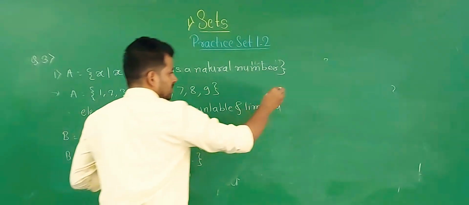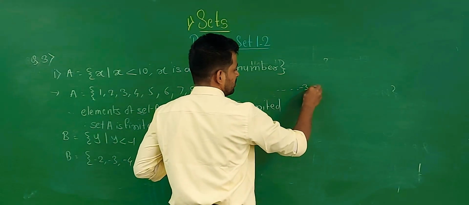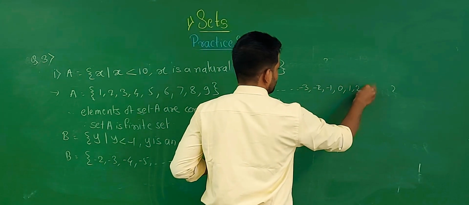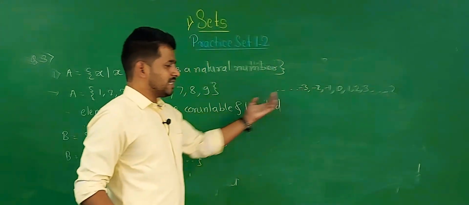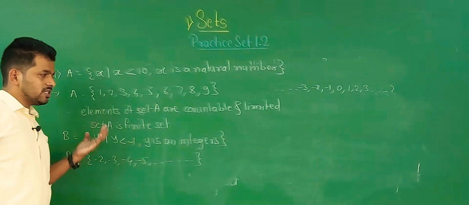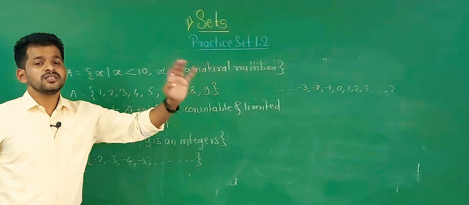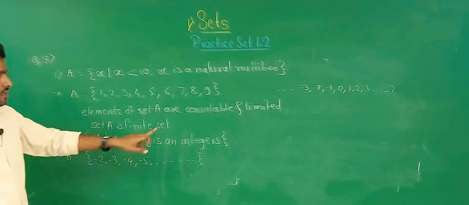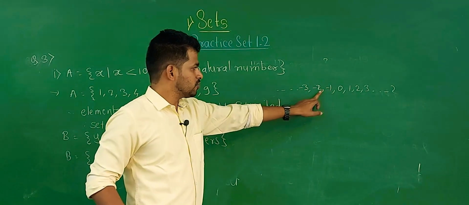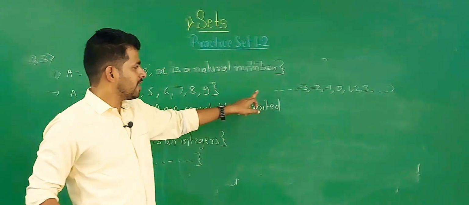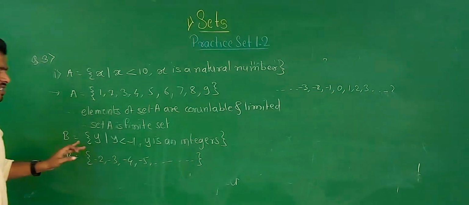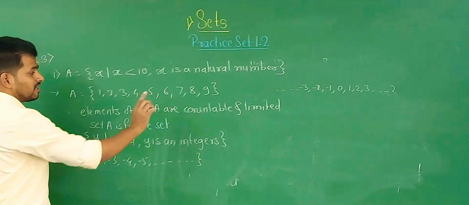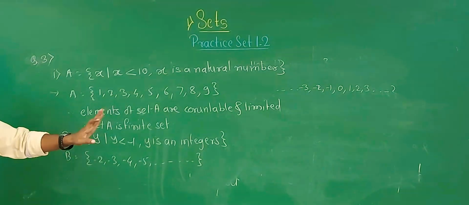So integers are like that: -3, -2, -1, 0, 1, 2, 3 up to so on. On the left side there are infinite negative integers, on the right side of 0 there are infinite positive integers. So less than -1 means -2, -3, -4, -5, -6 up to so on. So it is an infinite set. Therefore, elements of set B are not countable and not limited.